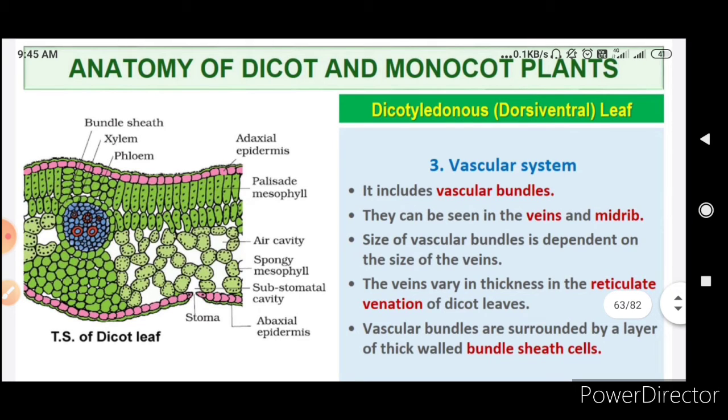Now the vascular system. The vascular system was present in veins and midrib, and the size of the vascular bundle varied according to the veins. The veins varied in thickness in the reticulate venation, and these vascular bundles were surrounded by a layer of thick walled bundle sheath cells.